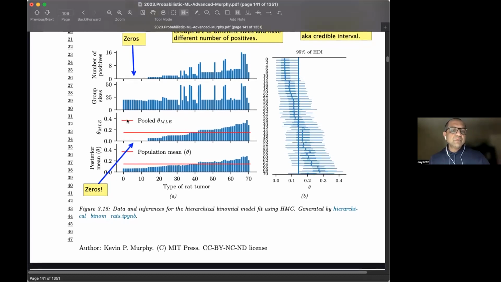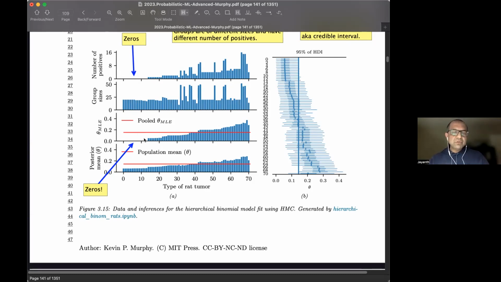And so we can compute a pooled MLE, and that MLE would show up at this value of the red line, which is 0.18 or something. And if you try to do the MLE for the individual groups, since there are zeros in the number of positives, so the MLE is just, what is the MLE? The MLE is just the number of positives divided by the group size. So you can see that the MLE for all these groups where there are 0 incidences is going to be 0, and that's not very informative.